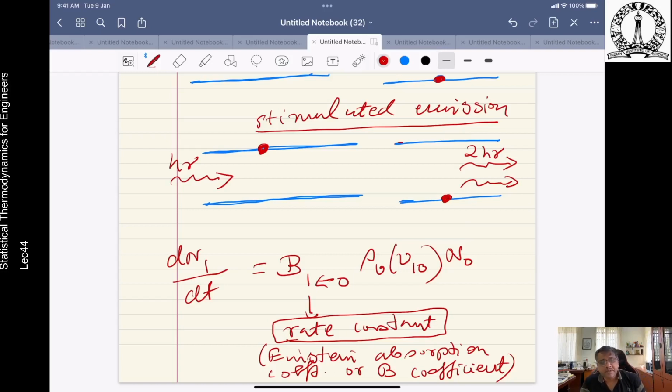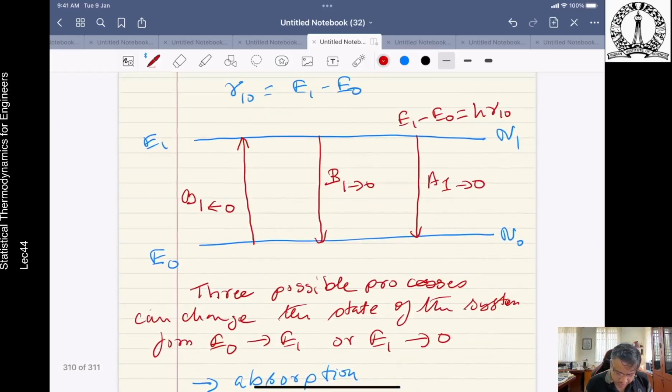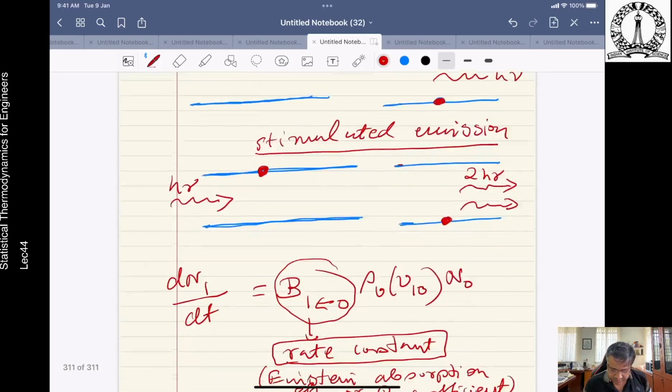So you can understand, there is a change in the population at the upper energy level when it is being hit by a radiation of a precise frequency, which drives a transition. Some particles or some systems are promoted to the N1, to the E1 level, basically. And this is the rate constant that you see, which is precisely what we have drawn here. Okay, this is the rate constant. So this is the B coefficient.